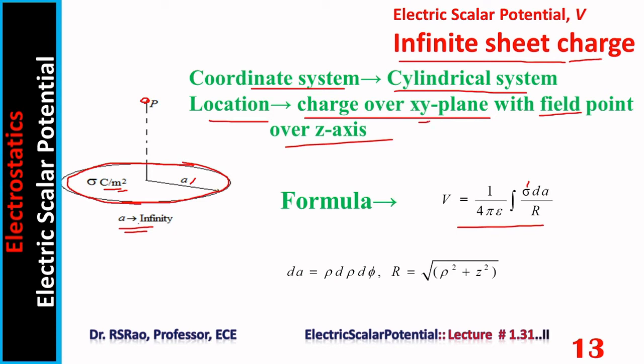As the charge is over the xy plane, we are in a cylindrical system, and the differential area dA becomes rho d rho d phi. Let us suppose you have considered some differential area here. This distance r is square root of rho square plus z square. This is z, and this is rho. Now with this preparation, let us go to the solution of the actual problem.